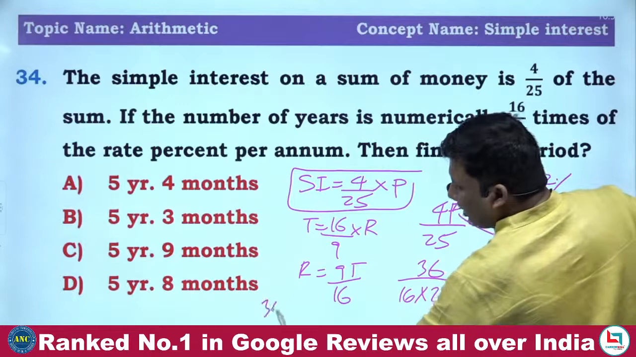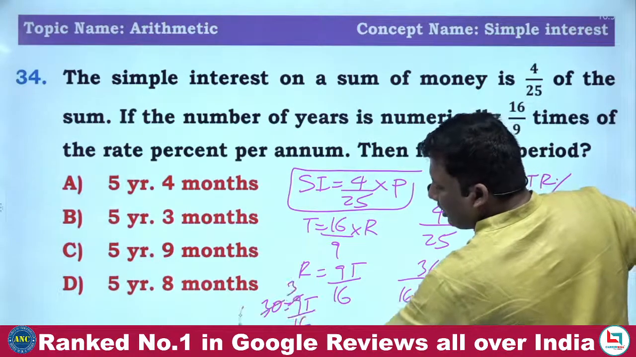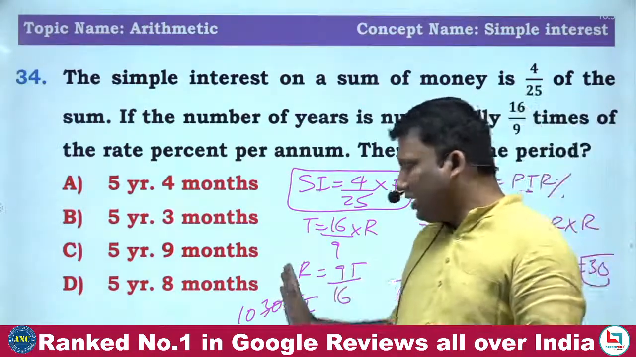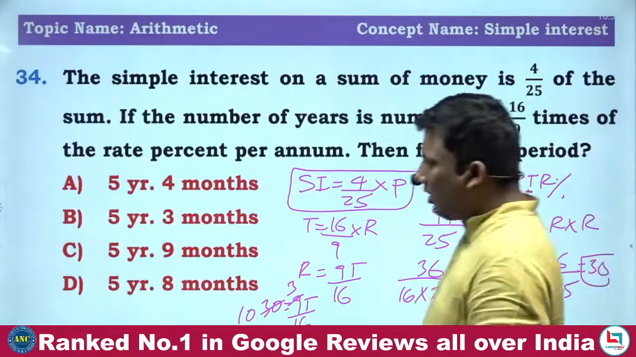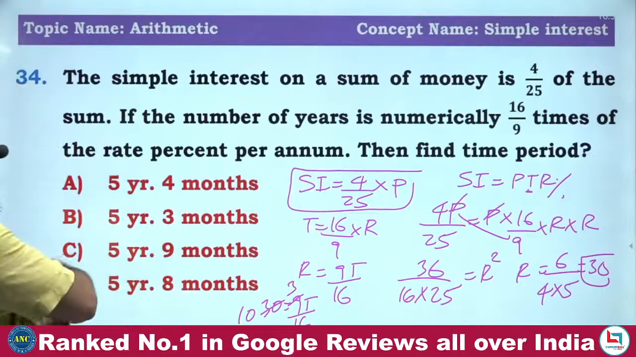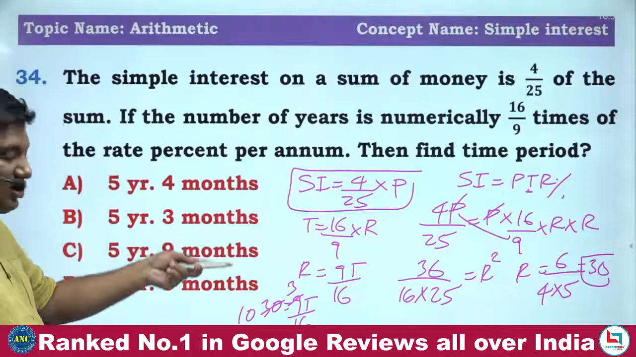If it is 30, 30 is equivalent to 90 by 16. 3 3s are 9, 3 10s are 30. So 160 by 3, whatever you get, that itself is the answer. Idea is clear. The number of years is numerically 16 by 9 times the percent. This is the traditional method.